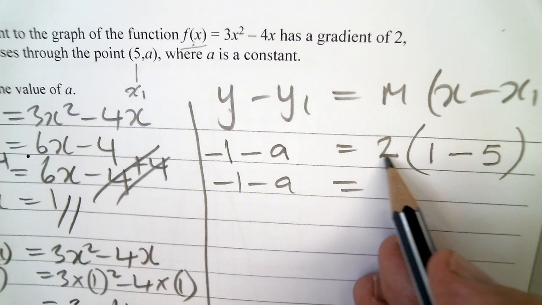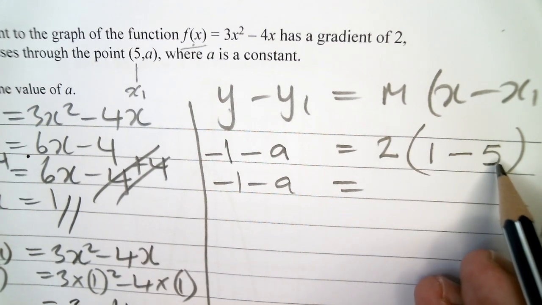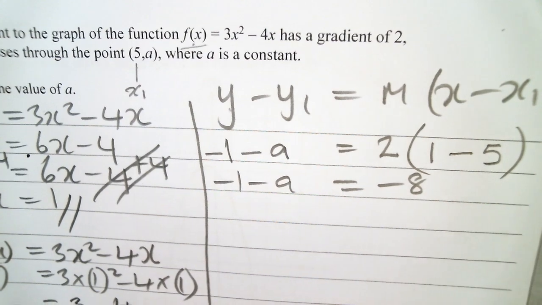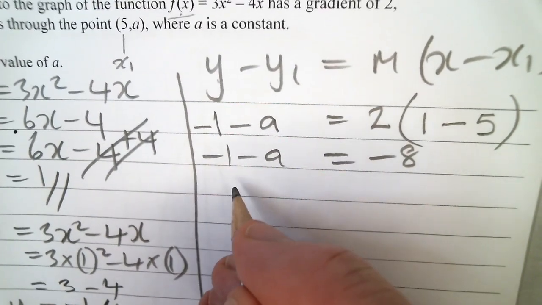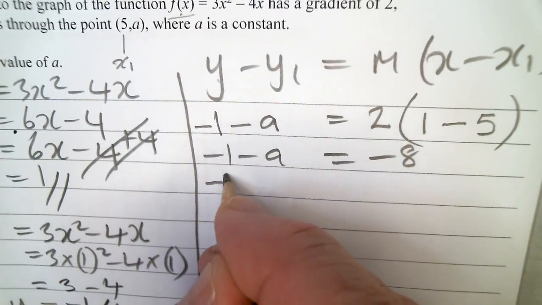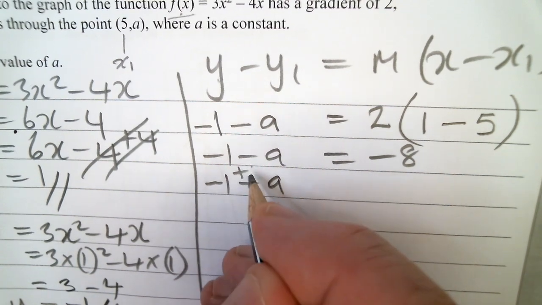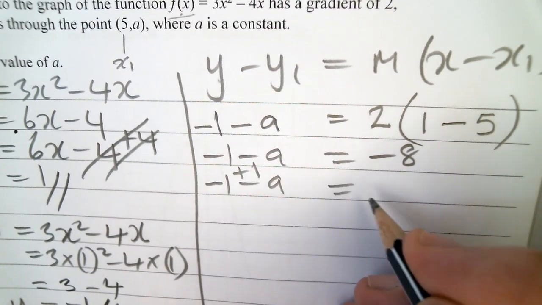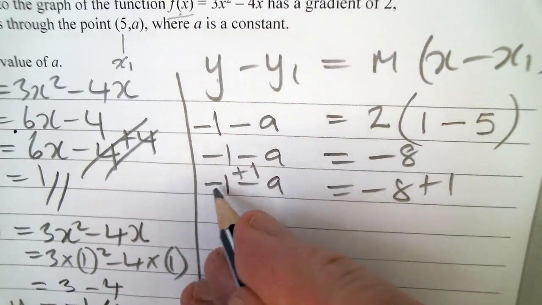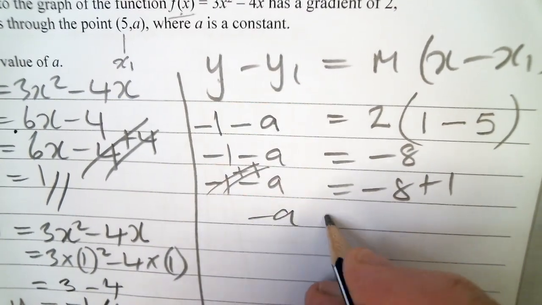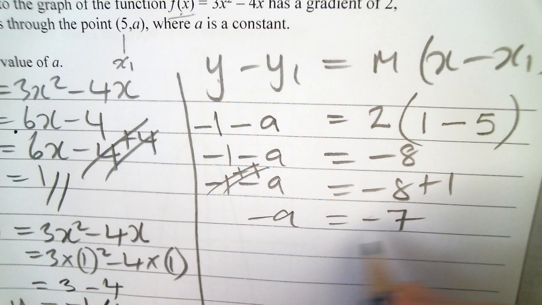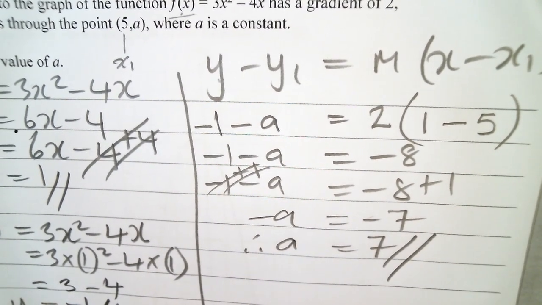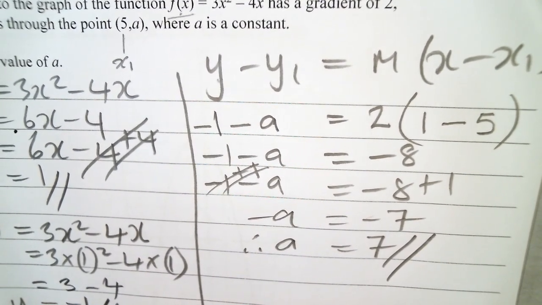So we've got 2 times this. Well, 1 minus 5 is going to be negative 4. And 2 times negative 4 is going to be negative 8. So I'm going to add 1 to both sides. So negative a is equal to negative 7. Therefore a is equal to 7. And that's how I would go ahead and find that one.